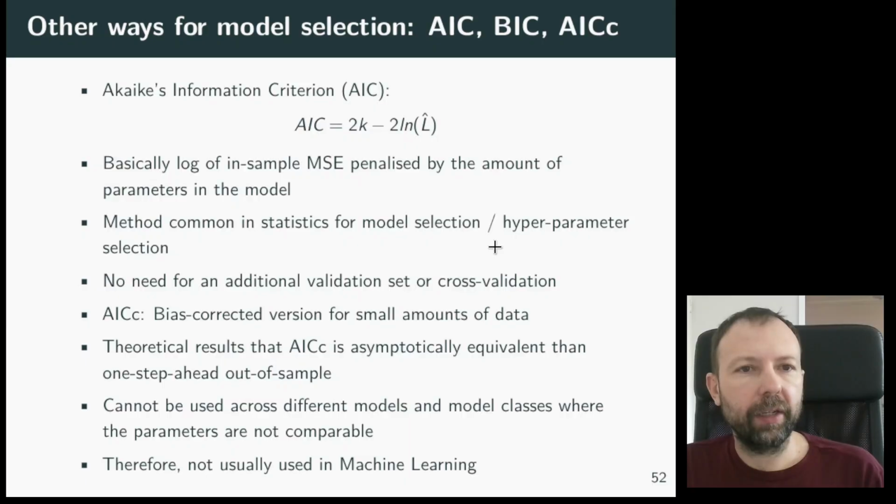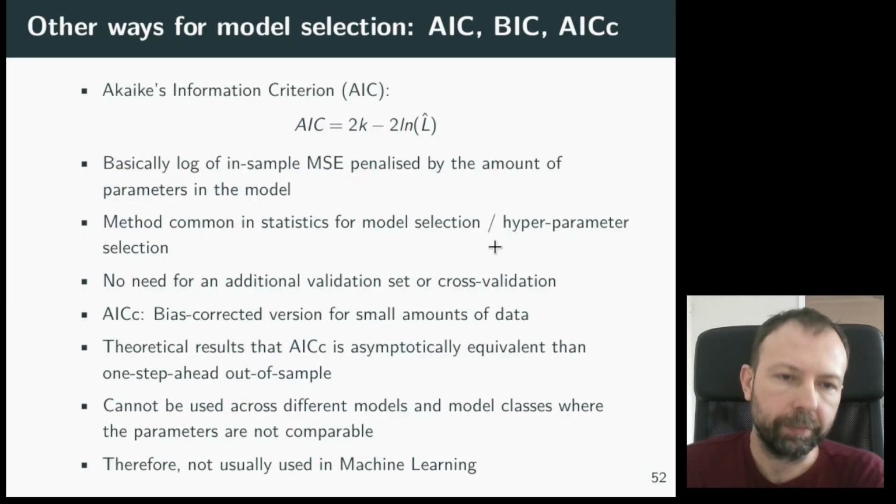So it is basically the log of the in-sample MSE penalized by the amount of parameters in your model, right? So what it tells you is that the more parameters you have, the fit gets penalized. This is a method very common in statistics for model selection and for hyperparameter selection. The advantage is obviously that there is no need for an additional validation set or for cross-validation, because you just look at your in-sample fit.